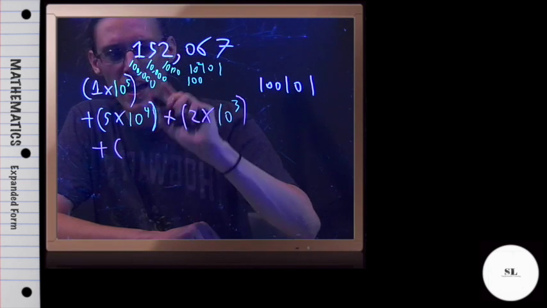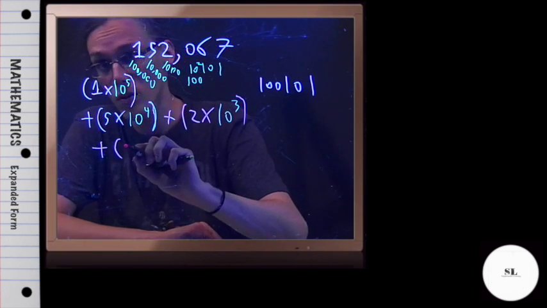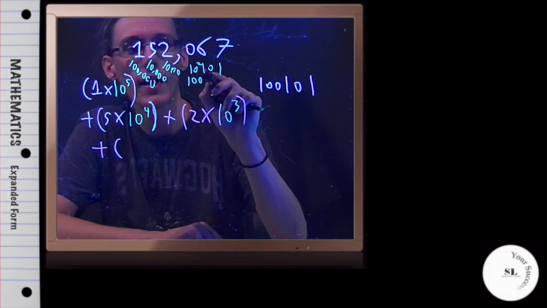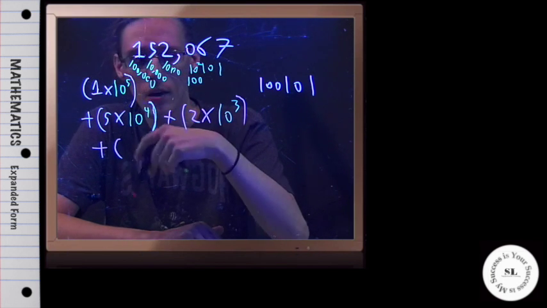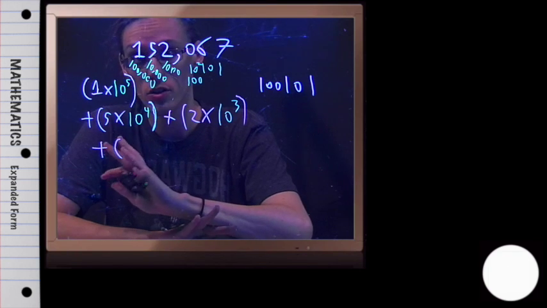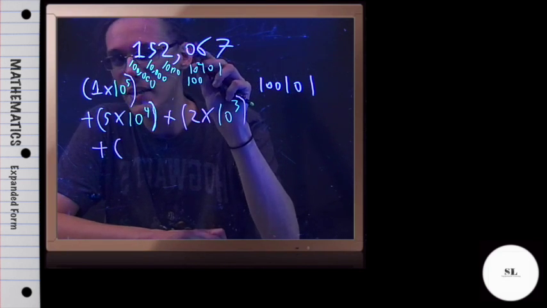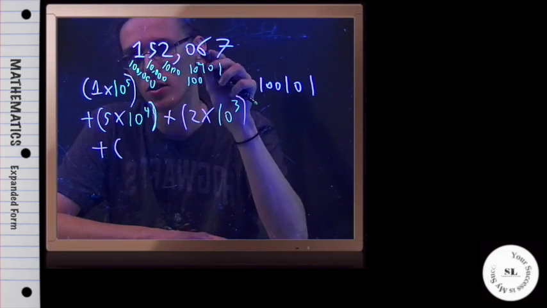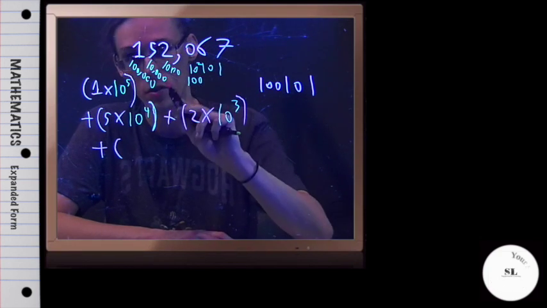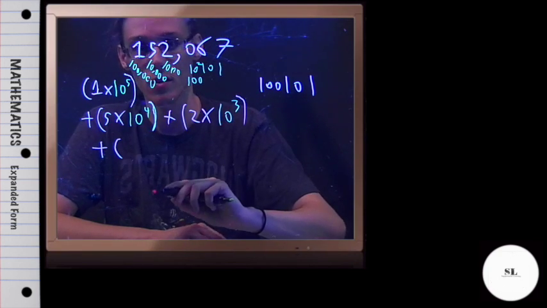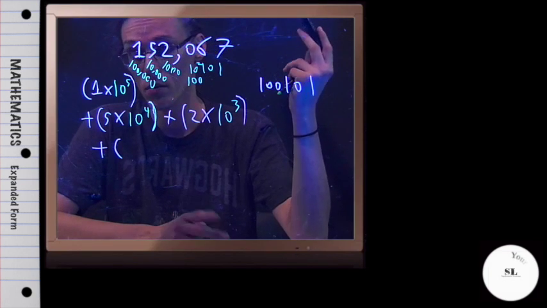Plus, now you could write 0 here, and it would be 0 by 100 or by 10 squared. But notice 0 times anything is just 0. So you don't need to write that. You can skip any of the zeros. They're not going to affect the result or the value of this expression. So I'm skipping that because it's just 0.